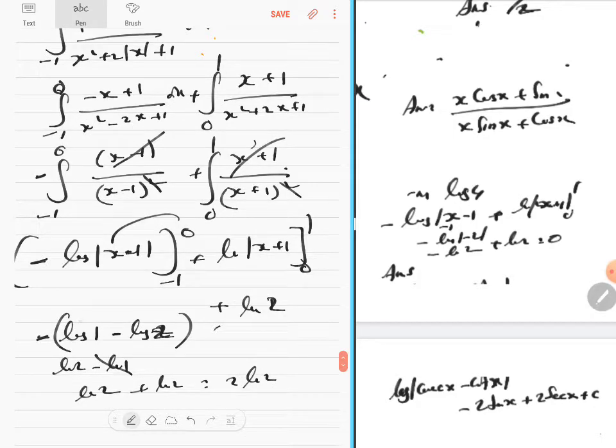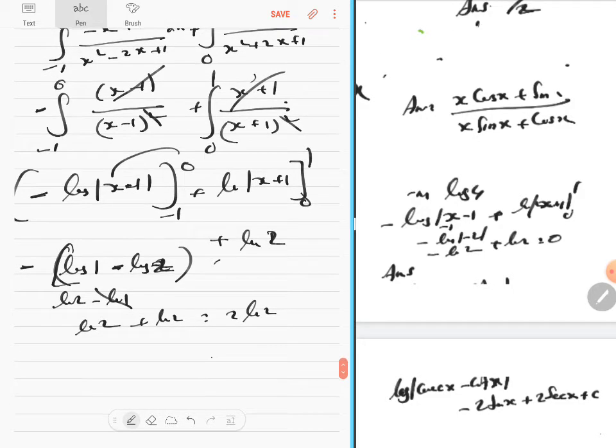Minus log of mod of x minus 1, from minus 1 to 0. So this minus is common outside, and when you substitute 0, it becomes log of minus 1, which is 1, minus a log of minus 1, which is log of minus 2, which is log 2, which is log 1 by 2. Okay, or log 1 is 0, so plus log 2 plus log 2, 2 log 2.